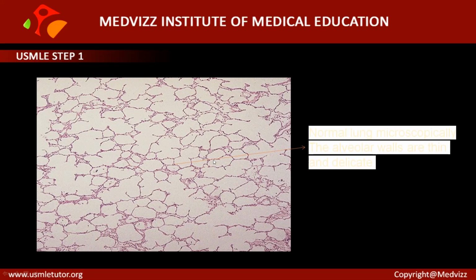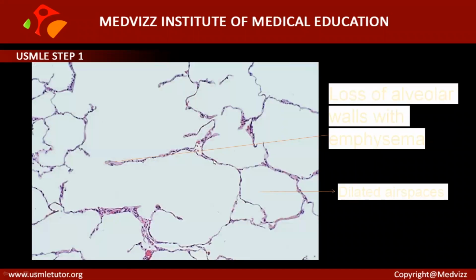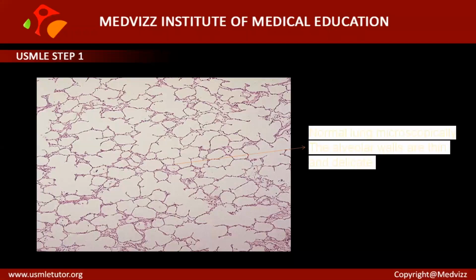But if you see the emphysematous pictures, there is damage to the alveolar walls. You can see very large air spaces, which are called dilated air spaces. If you compare once again with this picture, there are no large air spaces, right? Because the alveolar walls are thin and delicate, and the air spaces are very small.